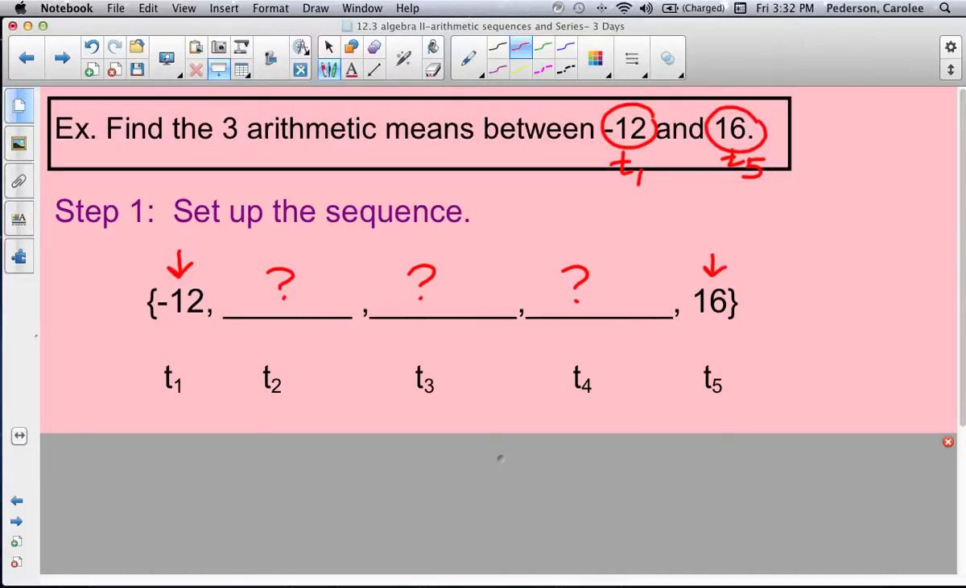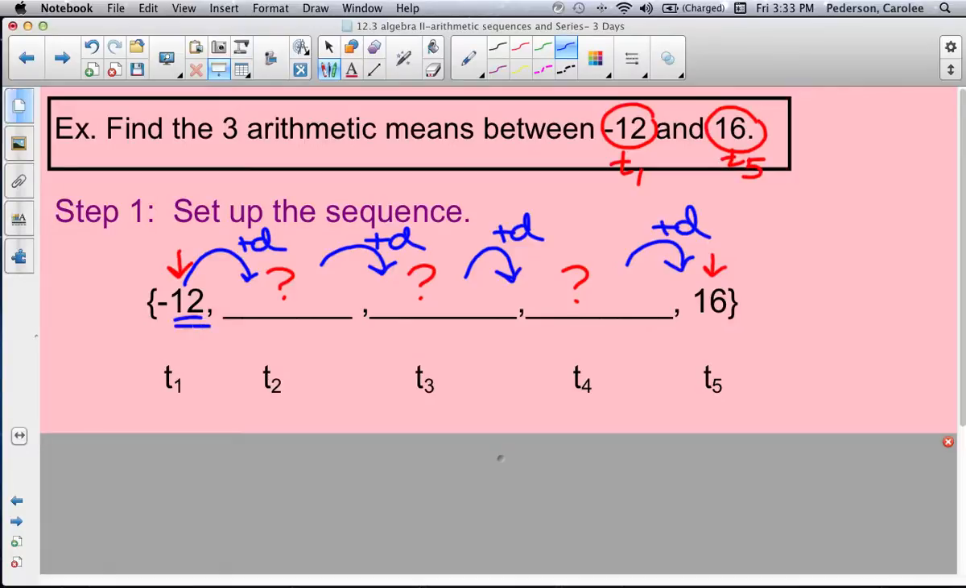So if we think about an arithmetic sequence, it has a common difference from one term to the next. So if I start at term 1, I have to add a common difference. If I jump ahead to another common difference, I'm right here at another plus d. I jump ahead again, another plus d, and then my last plus d. So it takes us 4 common differences to go from term 1 to term 5.